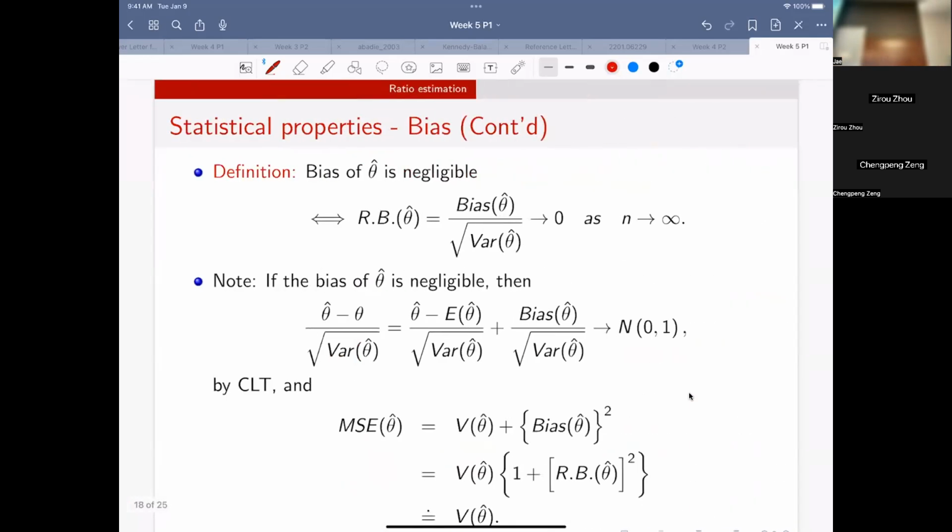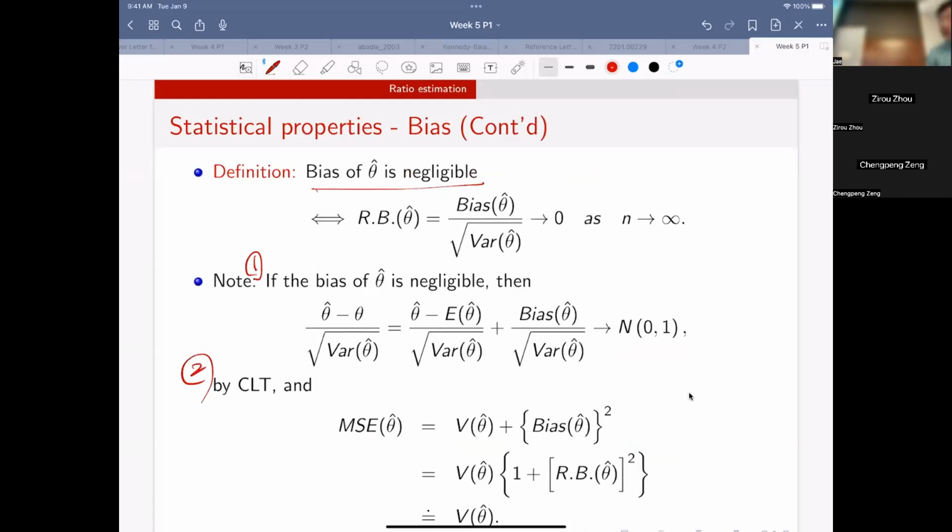So I will show that, but now, that's basically it. If that happens, we can call the bias negligible, right? If the bias divided by the square root of the variance goes to 0, then we have two good news.